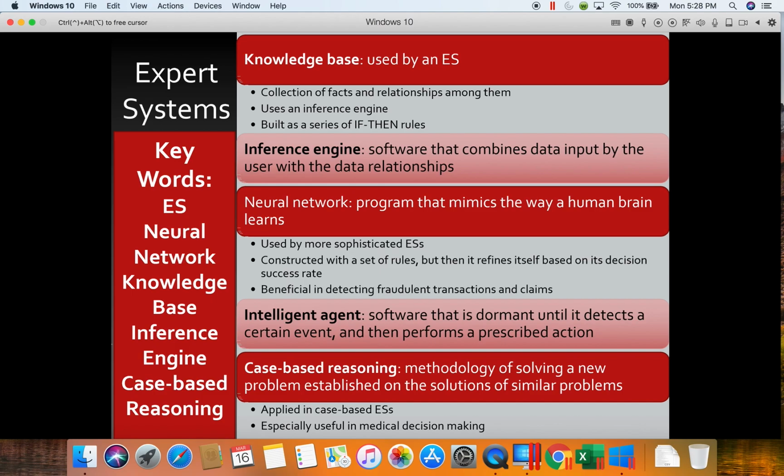The inference engine is software that combines the data that is input by the user with the data relationships that are stored in the knowledge base and results in a diagnosis or the suggestion for the best course of action. In most expert systems, the knowledge base is built with a series of if-then rules. So if you go into a medical expert system, for example, it may say, does this person have a headache? And if the answer is yes, then the next question might be, do they also have a fever? And then the next question is going to ask for another symptom, and it takes you down a path based on the answers that you come up with.